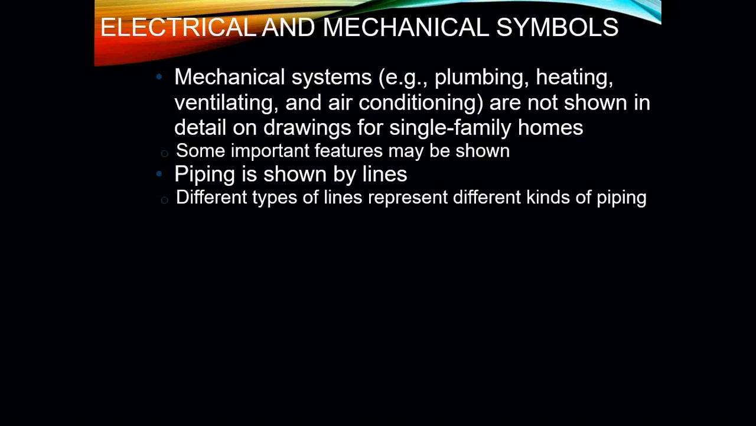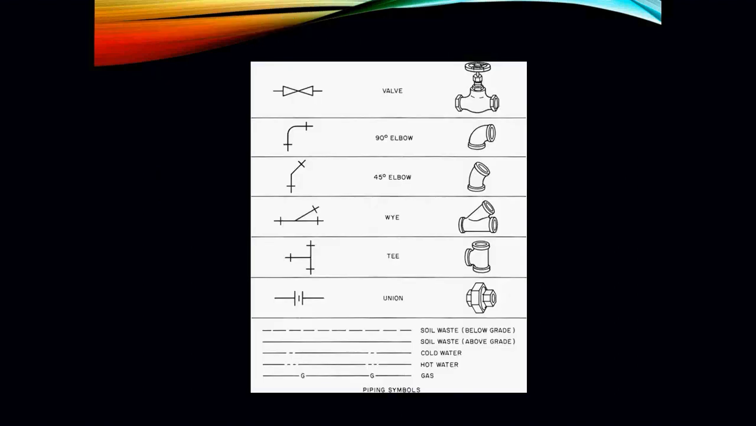Your piping is all going to be shown by lines, and your different lines are going to represent different kinds of piping. Like here's a valve. Okay, the top one there, that's a simple ball valve or a gate valve. Then you're going to have your 90-degree elbow. Notice how that's wired out. Then you have your 45s, your Ys, your Ts, your unions.